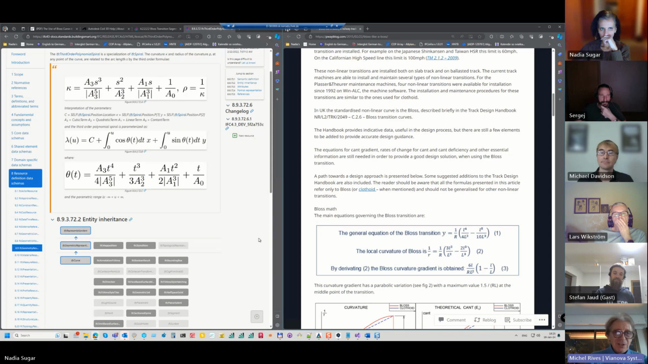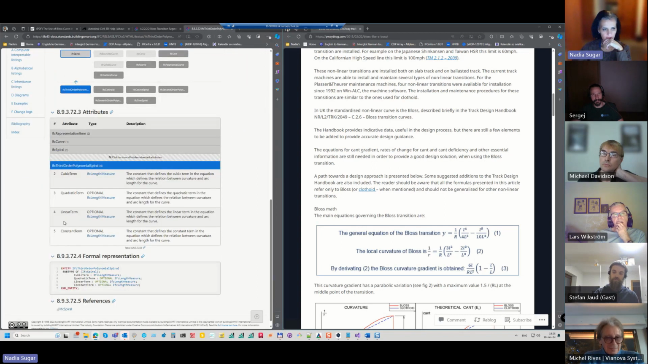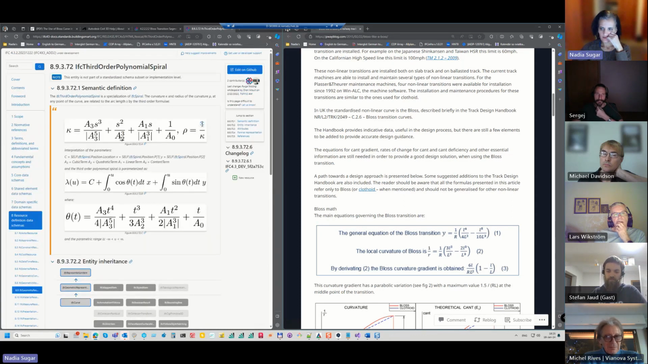Nadia, any other question? Yes, I'm trying to make a relationship between what I have here on the right and the formula here for the curvature. So if I ignore the constant term, then I would get that the linear term should also be equal to 0. So it should perhaps be optional. If it's optional, then it should also be omitted.